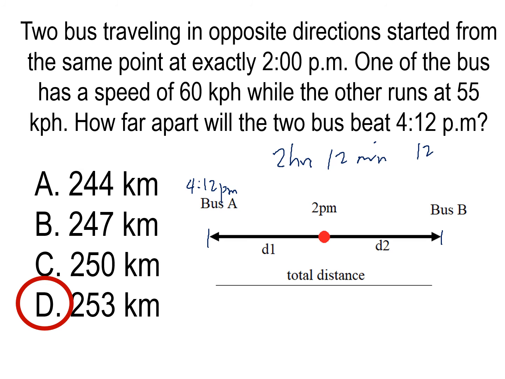Okay? 2 hours and 12 minutes. And 12 minutes can be converted into decimal: 12 over 60, para sila divisible by 12. So you can say 12 divided by 12 is 1, 60 divided by 12 is 5, or simply 0.2. Okay? 0.2. So the time traveled by the two buses will be 2 hours and 12 minutes, or 2.2 hours. Okay? So yun yun.